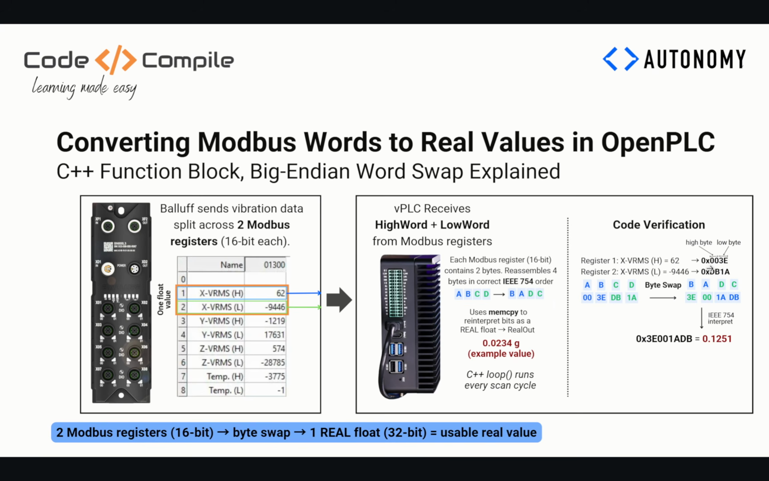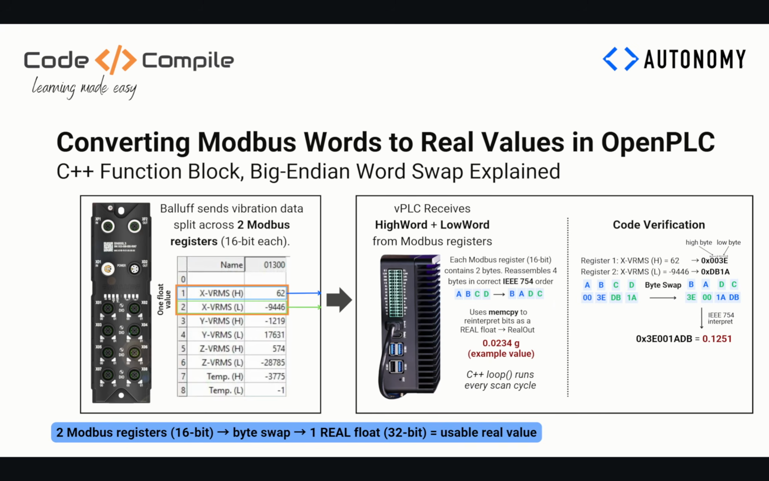Because we are doing a byte swap, we first swap this one. So 003E becomes 3E00, and DB1A becomes 1ADB. All right, this is how you do the swapping. Don't be confused by the colors. I think this should be blue and this should be green. There is some mistake. And then if you convert that back to float, it will give you this value, 0.1251. This is my vibration in the x-axis.